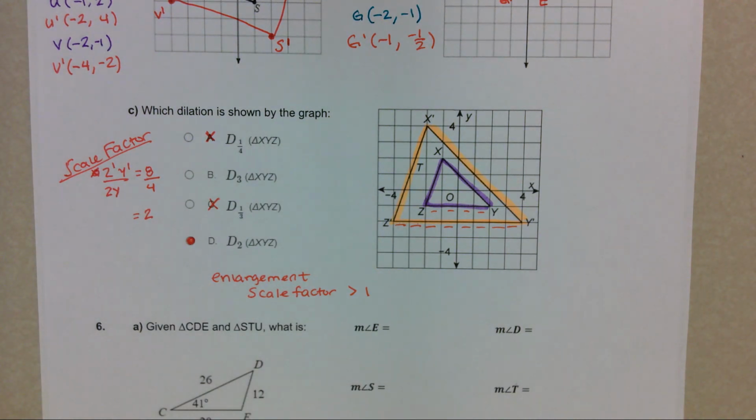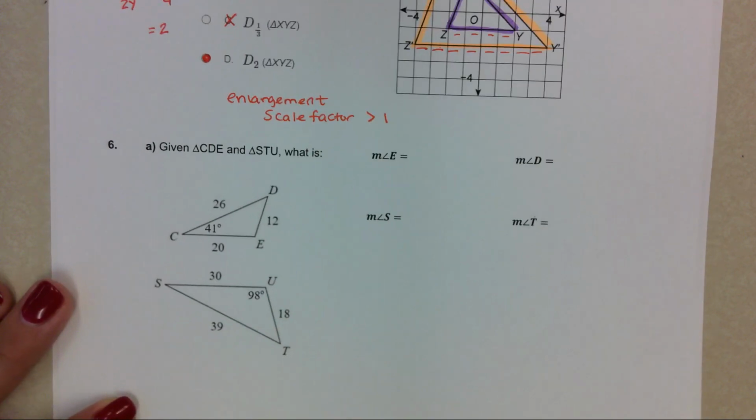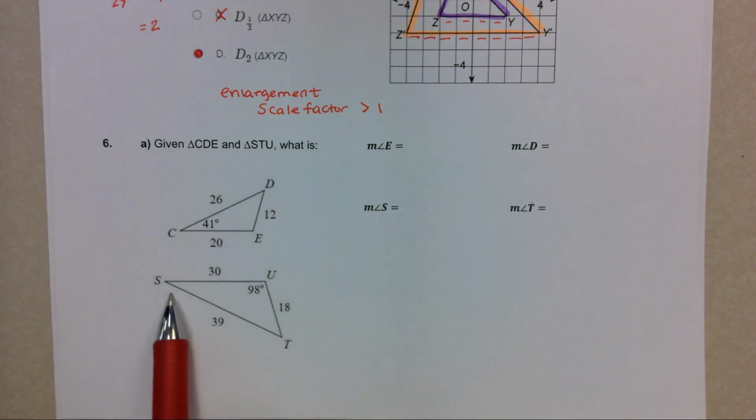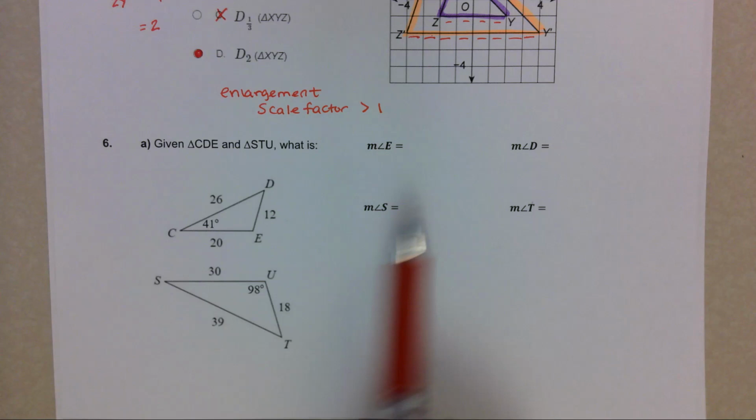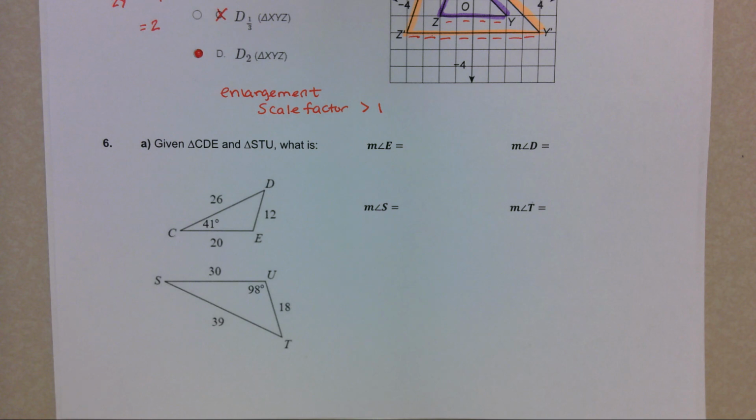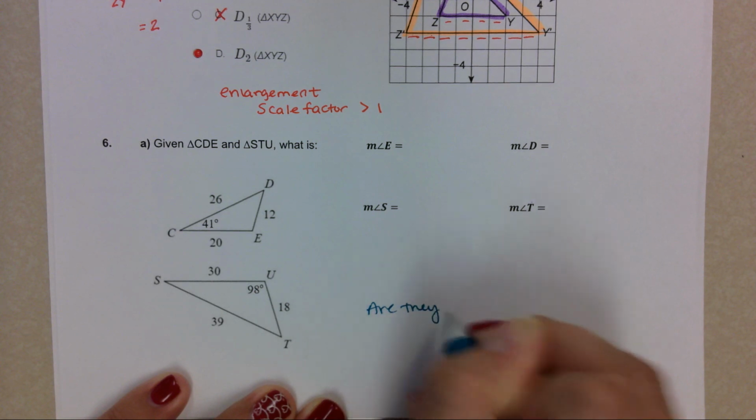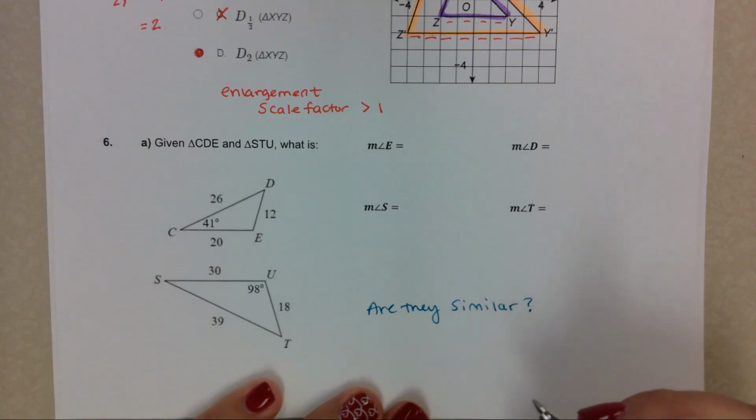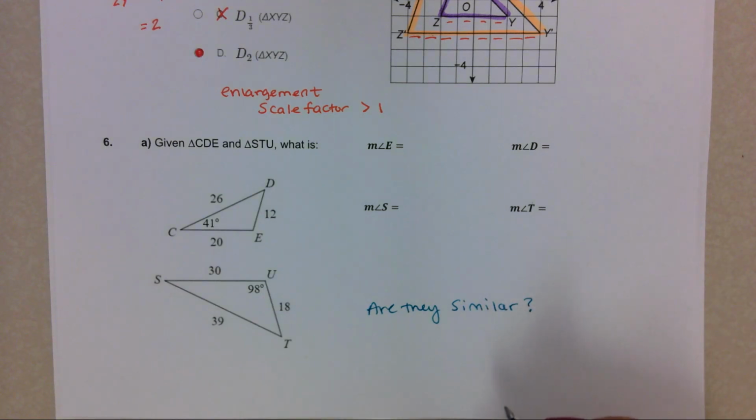All right, let's take a look at 6. Part A says, given triangle CDE and STU, what is the measure of angle E, D, S, and T? Well, it looks like these are potentially similar triangles. I'm going to confirm that by checking if the sides are proportional. Because if they are, then my angles should be congruent. Remember, that's the definition of similar from number 1.